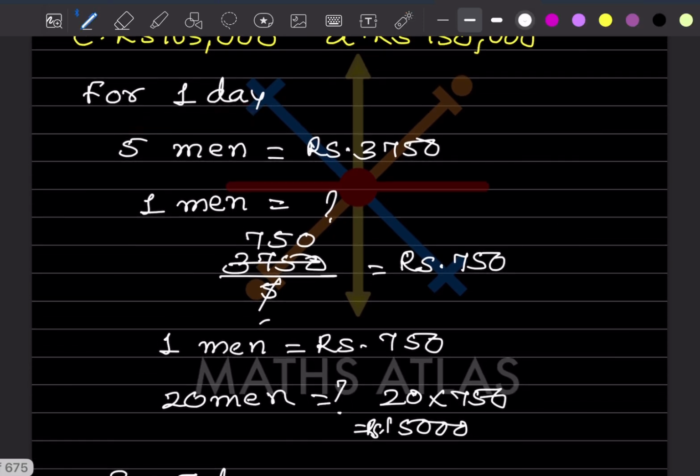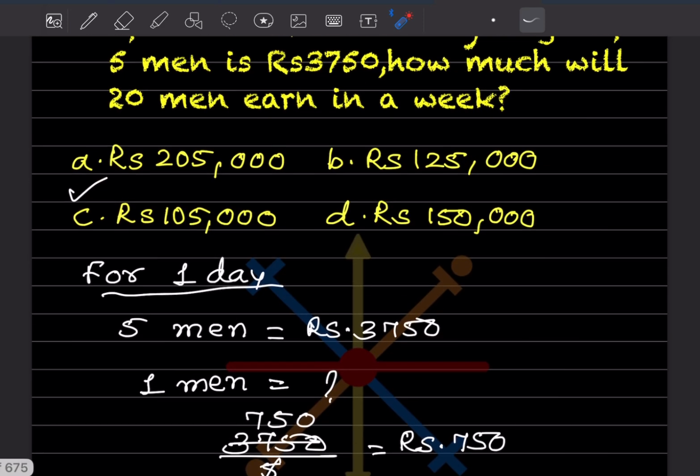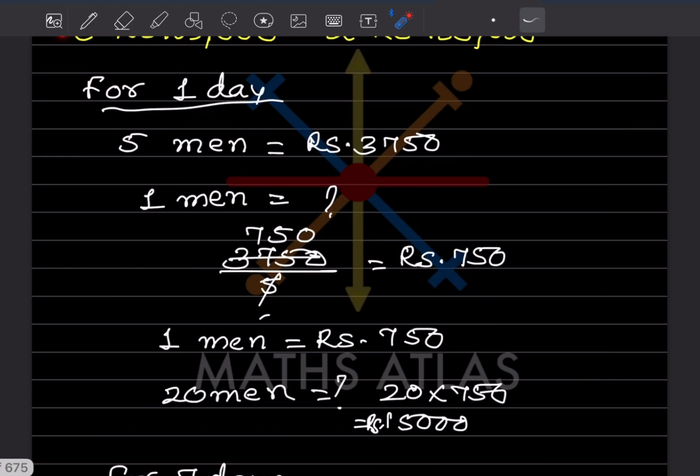So we are going to consider this for one day. For one man it is 750. So 20 men is going to be, again cross multiply, 20 into 750, which is going to be 15,000. So we want it for 1 week. In a week means 7 days. So for 7 days, that will be for a week, that is 15,000 into 7, which is going to be 105,000. So this is the correct option.